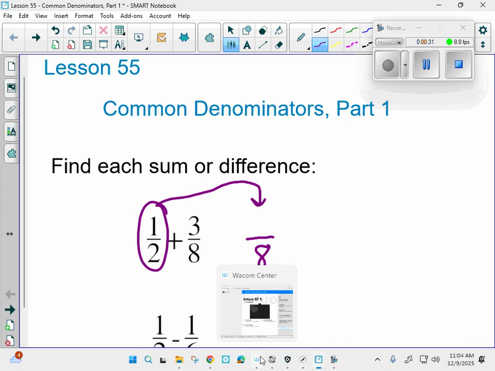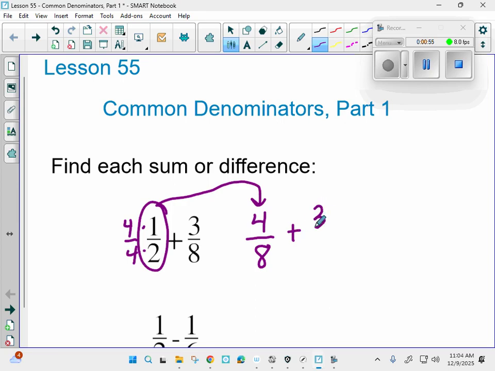So raise your hand, someone different, and tell me, what do I multiply by to go from 2 to 8, Piper? 4. So I'm multiplying this by 4 over 4, which is really equal to 1, so this is legal math, okay? And this gives me 4 in the numerator. 4/8 is the same thing as 1/2, okay? That would reduce to 1/2, but leave it as 4/8 because we need common denominators.